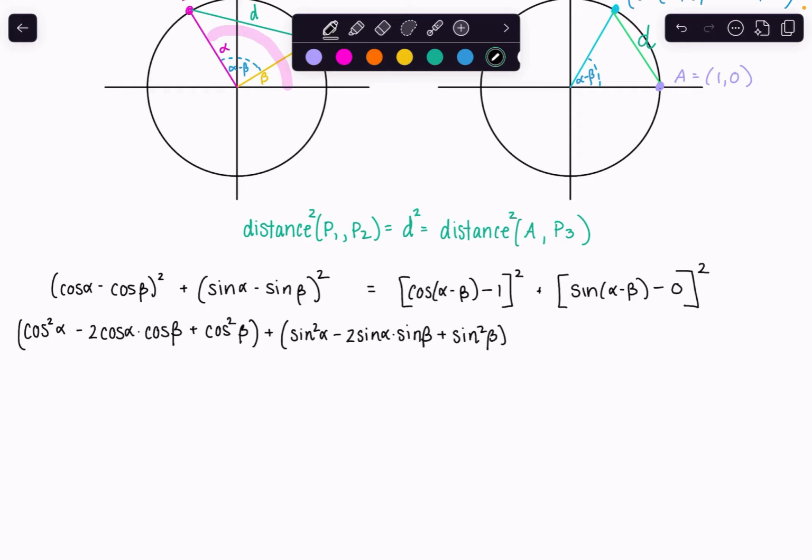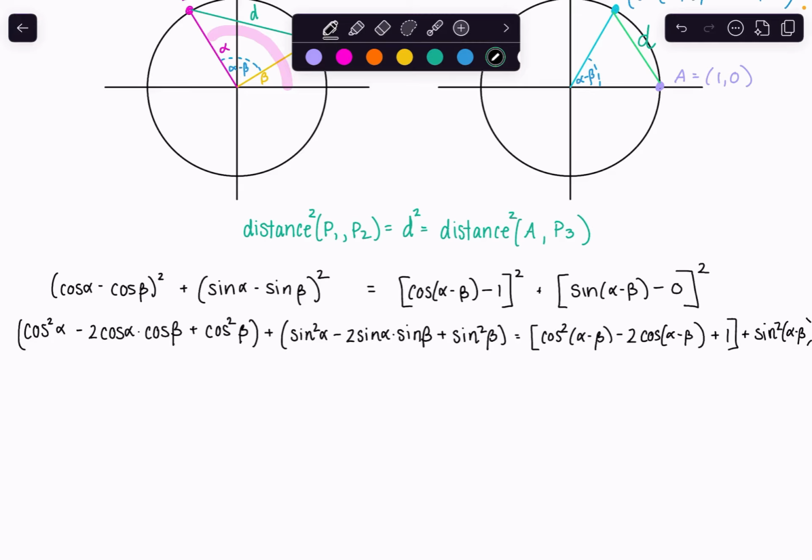Doing the same thing on the right-hand side, we're going to get cosine squared of alpha minus beta minus 2 times the product, which is cosine of alpha minus beta times 1, and then plus 1. And then at least thankfully on this piece, sine of alpha minus beta minus 0 is just the sine function. So you end up with sine squared of alpha minus beta. And we can squeeze that in.